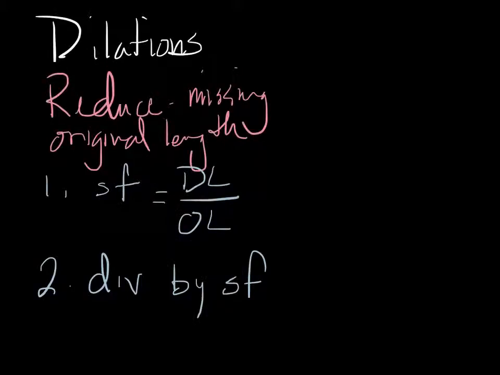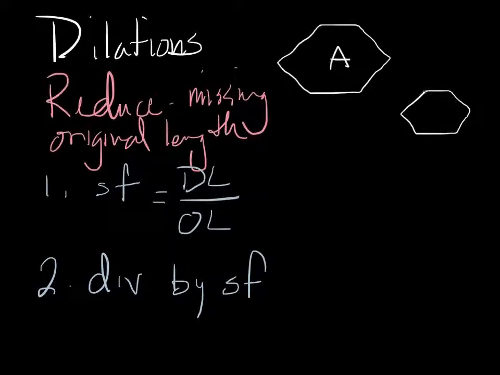Or you could have another dilation that is a reduction. So for instance, let's say we had a hexagon and that got reduced to this shape. Okay. And let's say that was a 6 to 2, and this was a 3, and we're trying to find out that value right there, x.